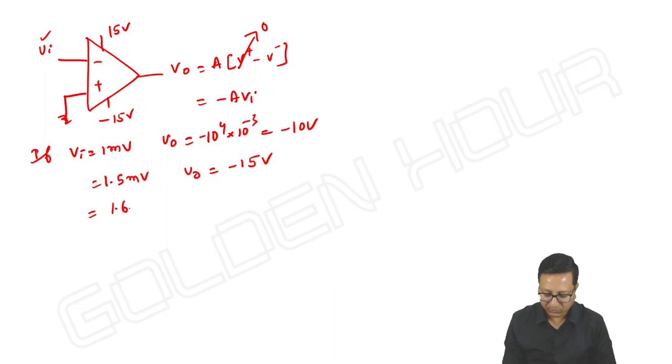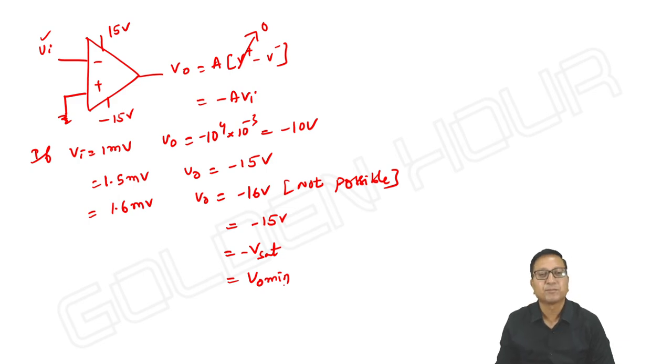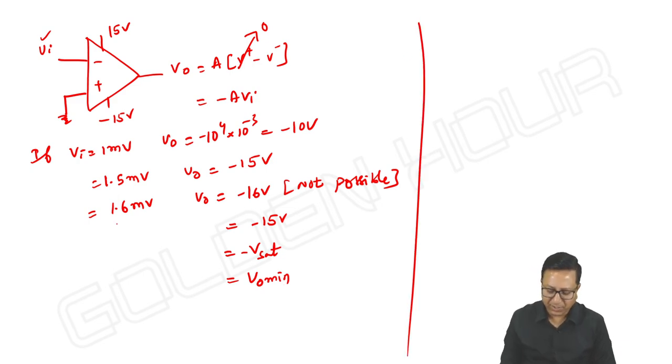If I apply plus 1.6 millivolt, what is the output? Minus 16 volts is expected, which is not possible. What is the possible value of output? It is minus 15. This is known as minus V saturation, or also I can call it as V output minimum. Okay. And similarly, later you apply anything, 1.7, 1.8 millivolts, 2 millivolts, 3 millivolts, the output cannot fall below minus V saturation or minus 15.